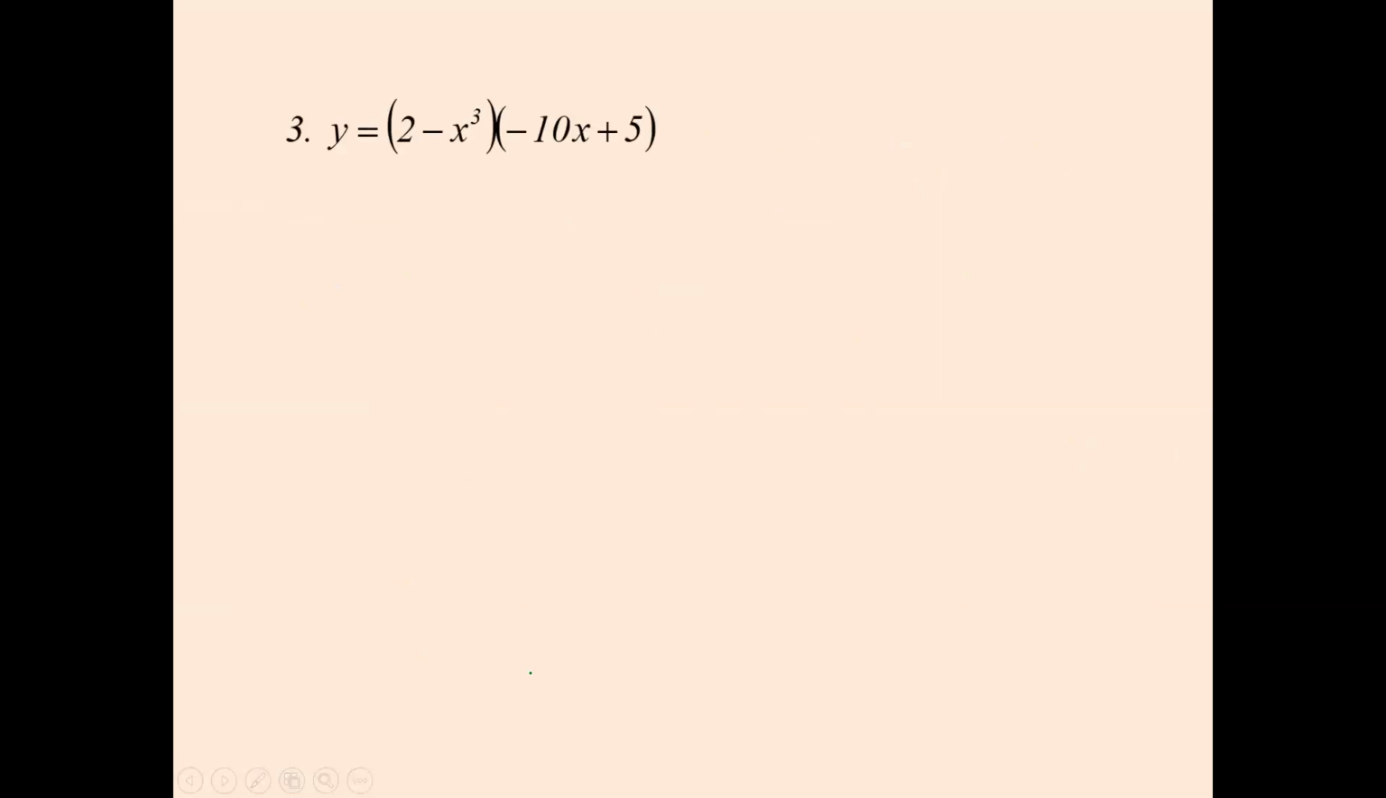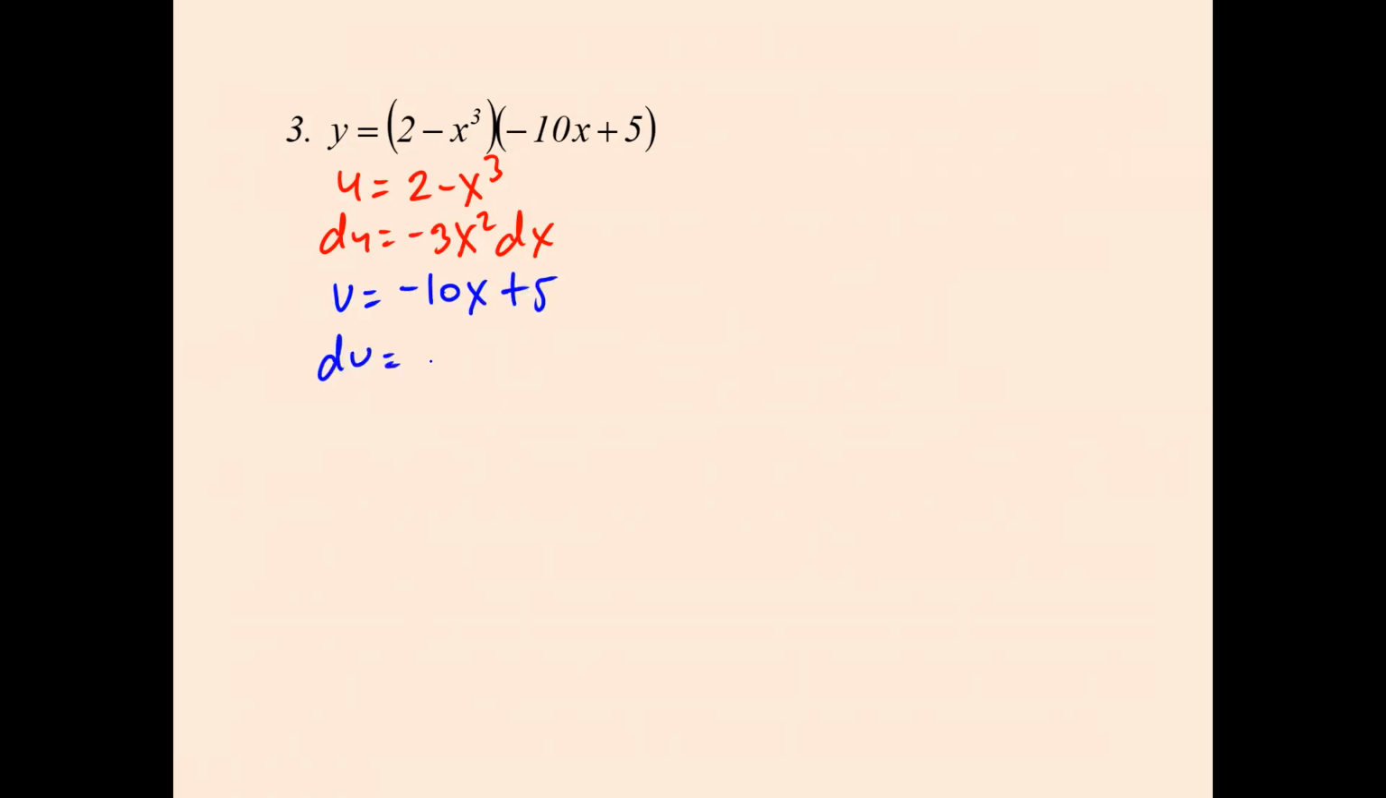Okay, last example. So u is, okay, 2 minus x cubed. What is our du? Negative 3x squared dx. Okay, how about v? Negative 10x plus 5. How about dv? Negative 10. Okay. Of course, don't forget dx.